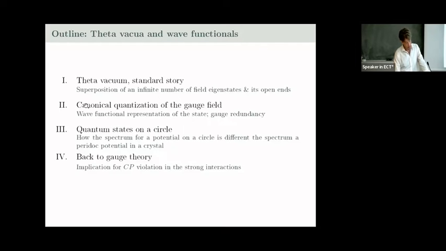And then I think it is of interest, in order to understand these questions, to look into the canonical quantization of the gauge field, what is going on. And so one ends up needing some wave functional representation of the state rather than these sums over e to the i theta n. And then one has to deal with gauge redundancy, because these large gauge transformations lead us to different gauge field configurations, but they are physically redundant, the same thing.